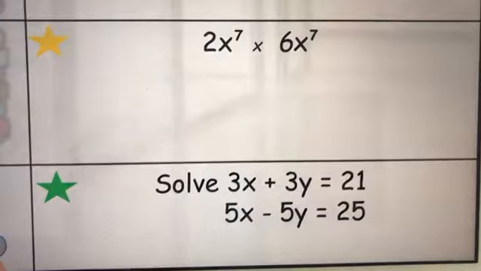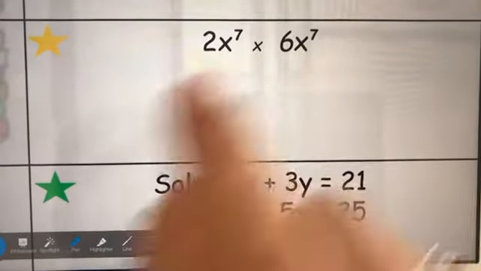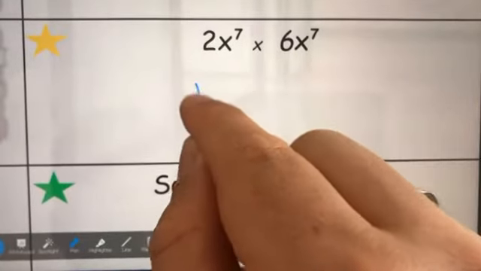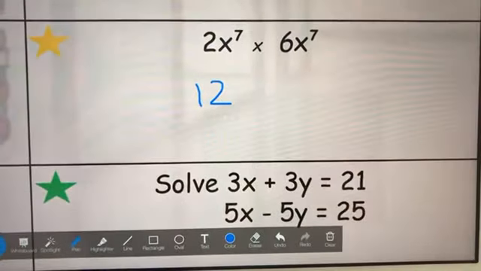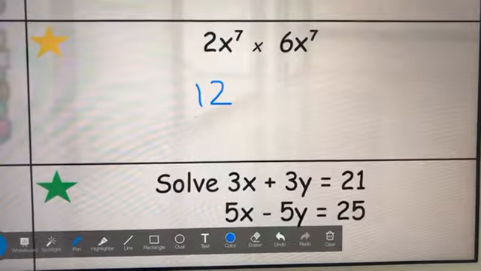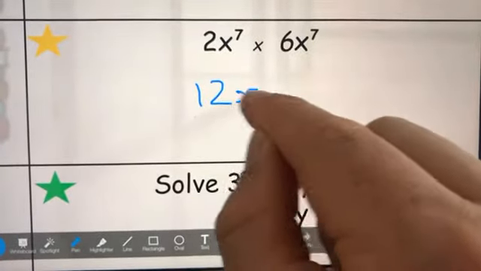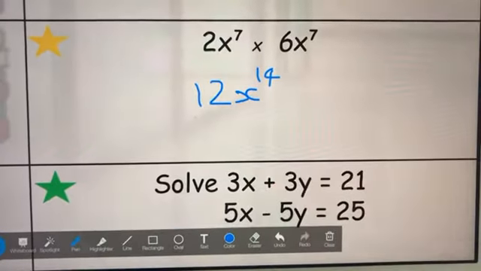Next, we've got a bit of indices, really straightforward. The 2 times the 6, you multiply that like they're normal numbers. 2 times 6 is 12. And then the x's, you add the powers together. You always add the powers when you're multiplying in indices. x7 and x7 gives me 12x to the power of 14. 2 points for that one.